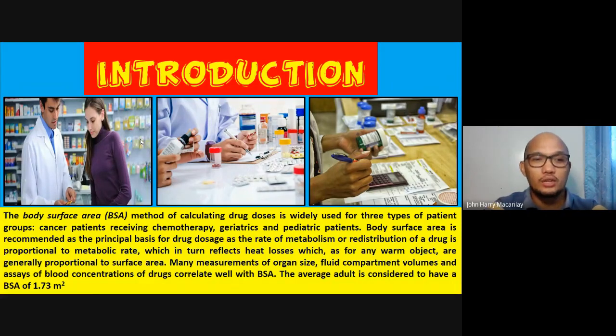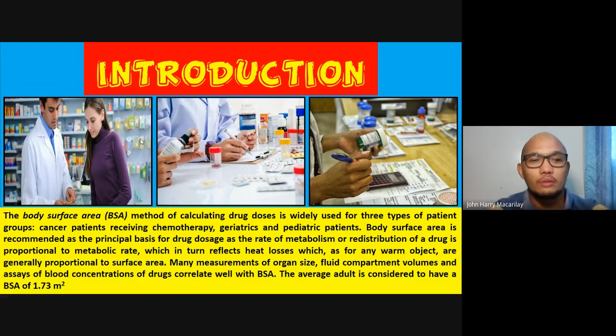Body surface area is recommended as the principal basis for drug dosage as the rate of metabolism or redistribution of a drug is proportional to metabolic rate, which in turn reflects heat losses, which, as for any warm object, are generally proportional to surface area. So many measurements of organ size, fluid compartment volumes, and assays of blood concentrations of drugs correlate well with body surface area, or the BSA.